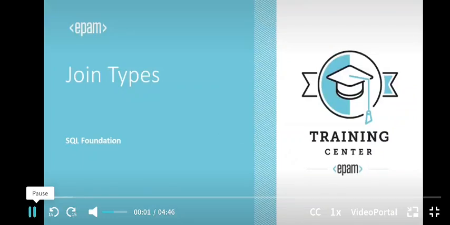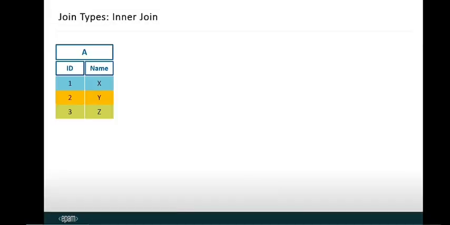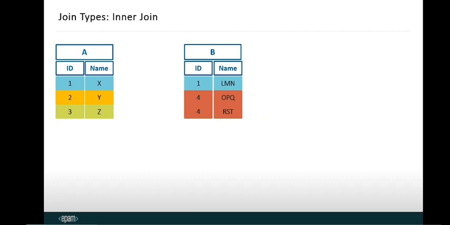Let's take a look at the joining tables methods and how they work. There are inner, outer, and cross-table joins. And we'll start with the inner join, more simply join. There are two tables, A and B, each containing 3 rows.